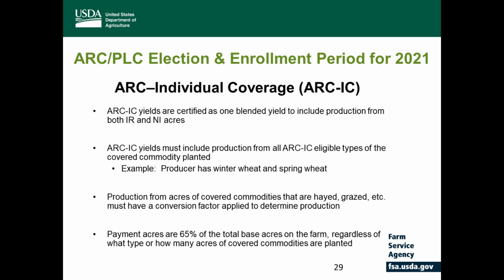Production from acres of covered commodities that are hayed and grazed need to have a conversion factor. So if you have acres that have been hayed or grazed and you are unsure of what that conversion factor may be, you can contact your local FSA office and they can give you the conversion factor so that you can convert that into a yield for reporting your ARC-IC yield at the farm level. And then again, payments are just calculated using 65% of the total base acres on the farm.